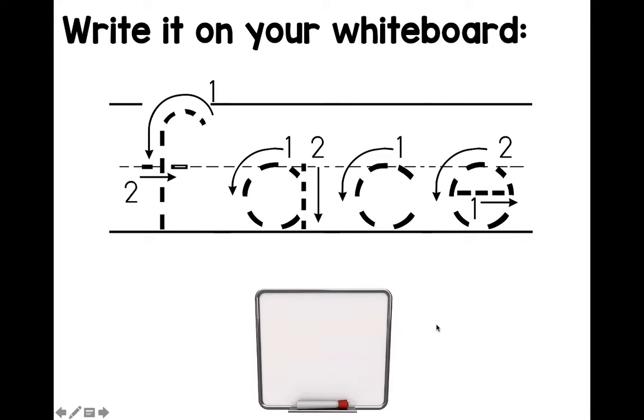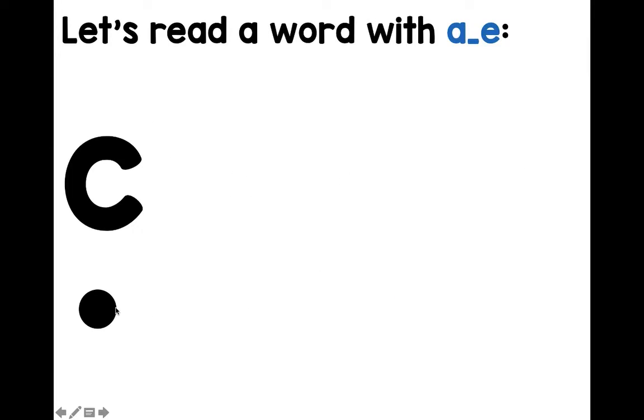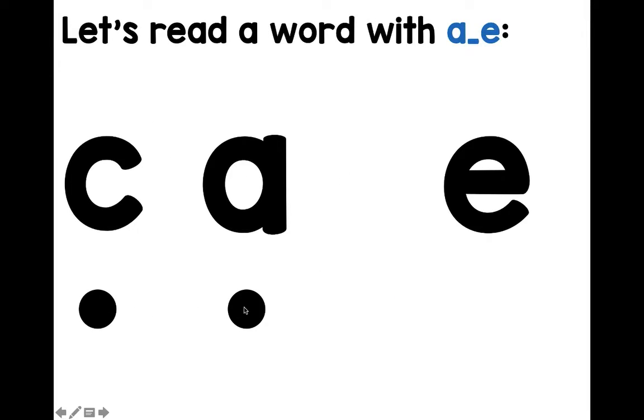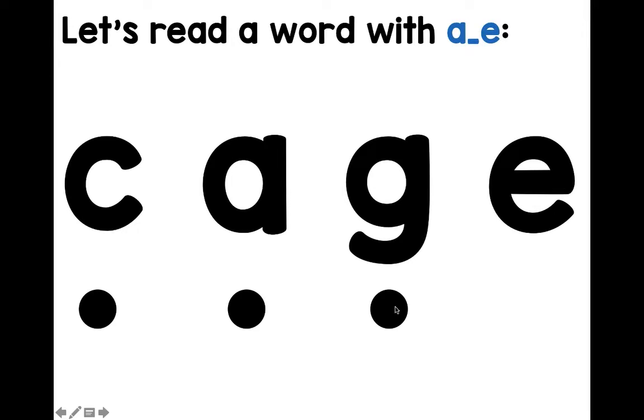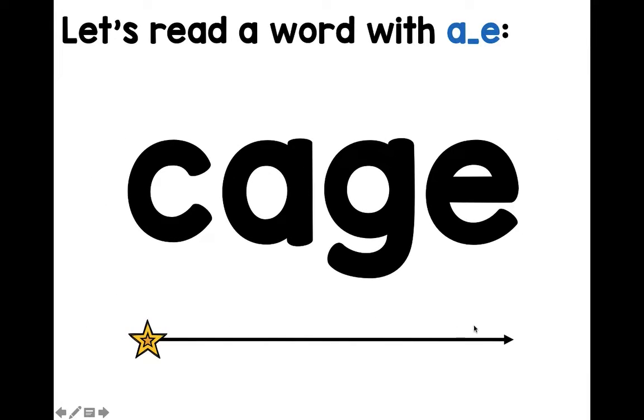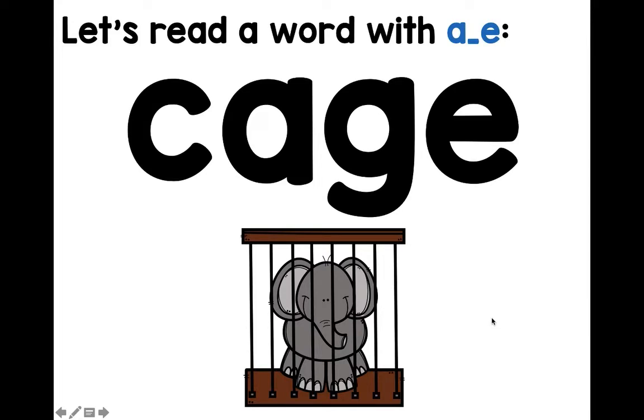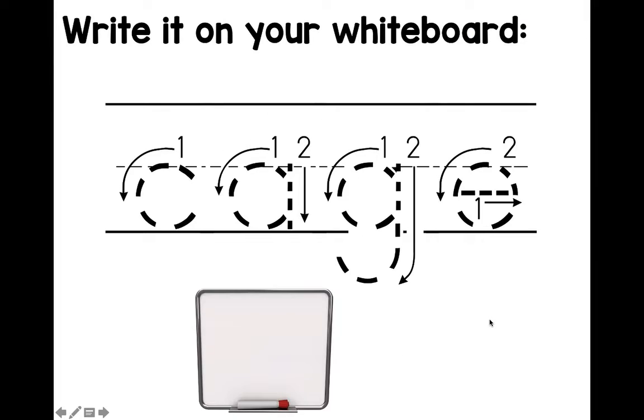Trace it, then write it. Next word, K, A, J, cage. And there's an elephant in a cage. Trace the word, each letter, then write it on your whiteboard.